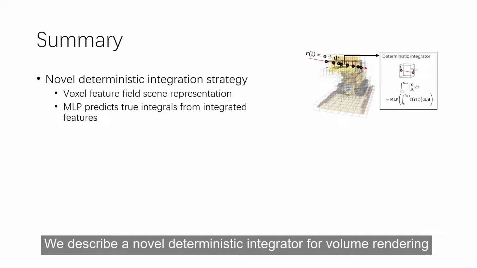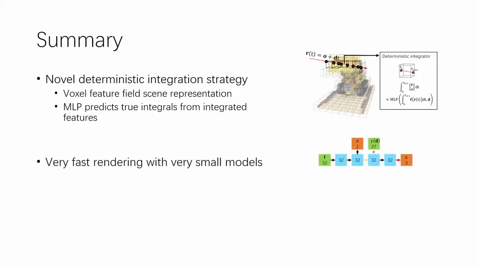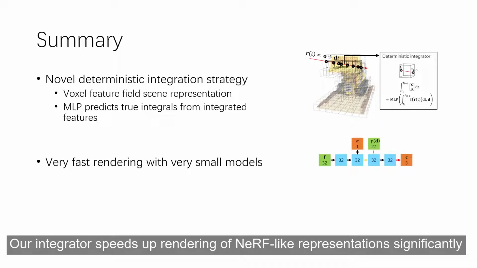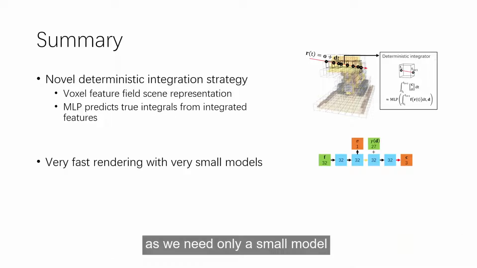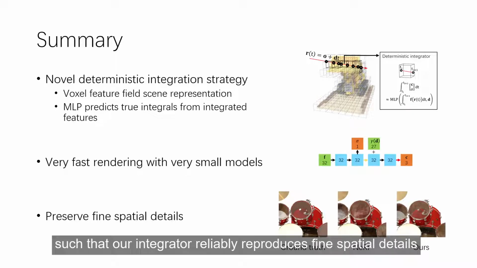We describe a novel deterministic integrator for volume rendering that is learned for this specialized task. Our integrator speeds up rendering of leaf-like representation significantly, as we need only a small model. Because it is deterministic, there's no variance, such that our integrator reliably reproduces fine spatial details.